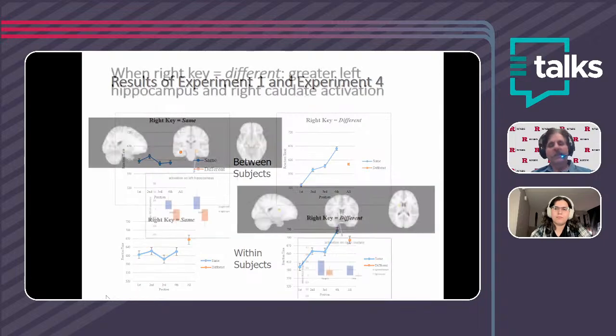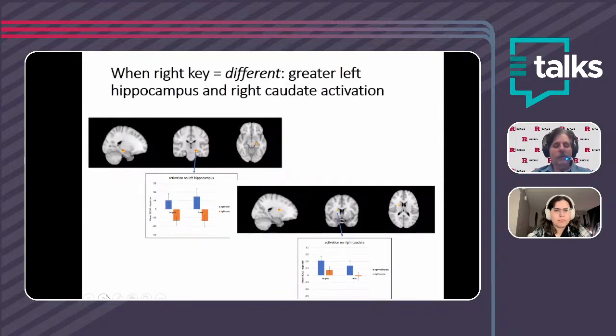Furthermore, consistent with this, this experiment was done while fMRI was recorded, which allows us to look at brain activity when people are performing the task. And when the right key was assigned a different response, and you had the test consonant compared from left to right with the study sequence, you get both hippocampus and right caudate activation.